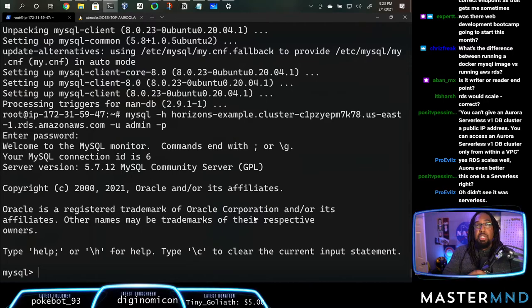I've actually never used serverless RDS, so we just spun it up because I had never used it before. So that's helpful. You taught me something new today. I did not know that at all. Positive pessimist, thank you. Pretty quick with the answer.